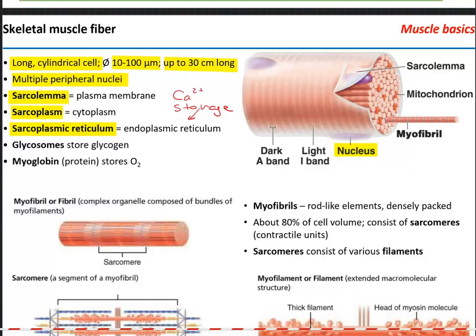Glycosomes are not membrane-bound organelles. Those are special bodies that store glycogen, which can serve as the fuel for the muscle contraction. And finally, muscles are full of the protein called myoglobin. It's a relative of hemoglobin found in your blood, and its function is to store oxygen, just like hemoglobin does. But hemoglobin is transport, myoglobin is storage, so there are some differences.